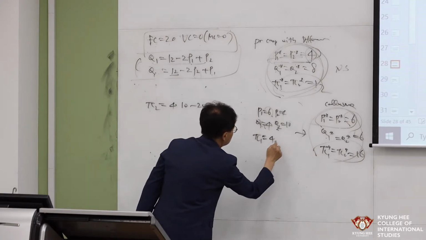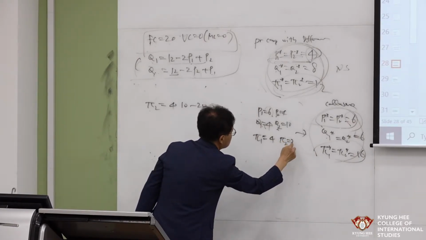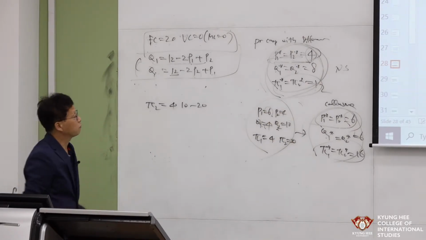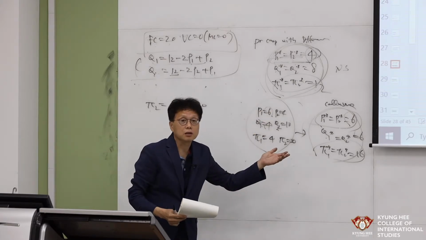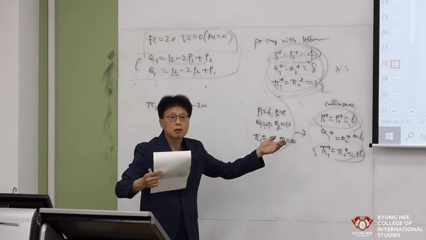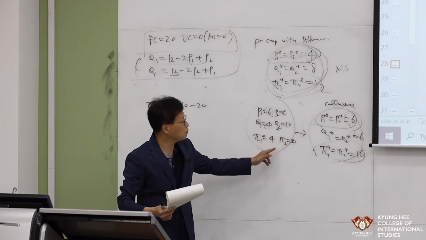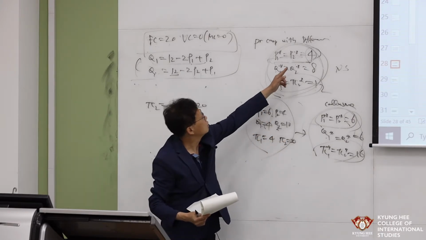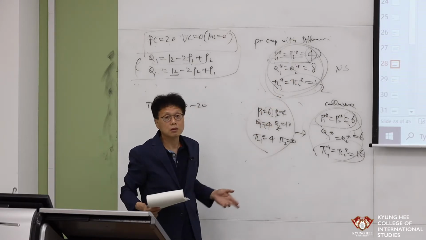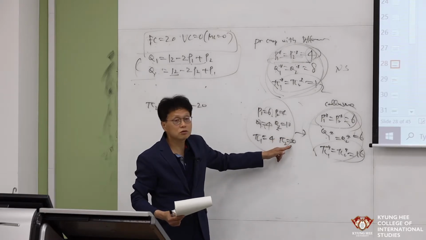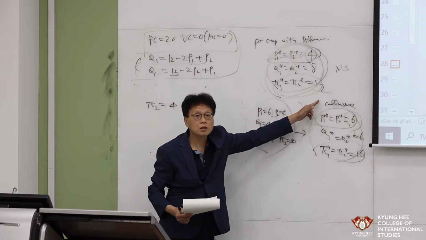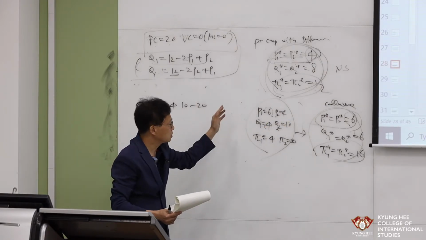20 left, right? Profit of firm 2 is 20. Okay, can you understand? Actually, firm 1 raised its price to increase firm 1's profit, but the result is just the opposite. Firm 1's profit is smaller than this, right? And firm 2's profit is increased to 20 from 12, right? So think about this case.